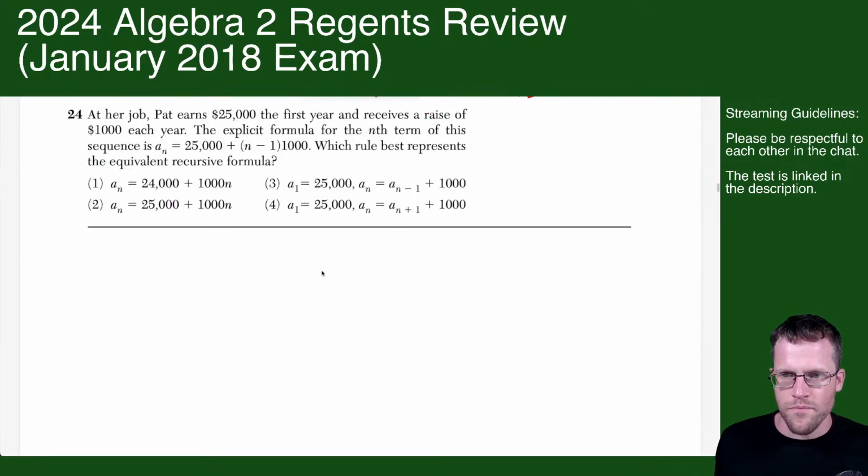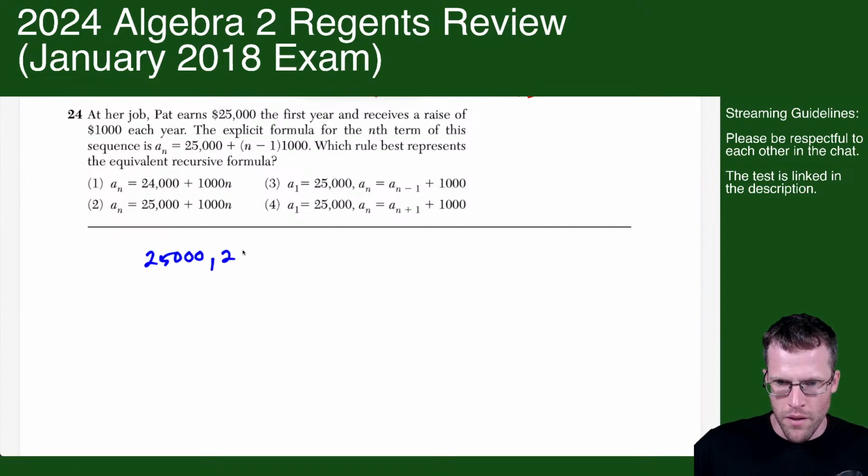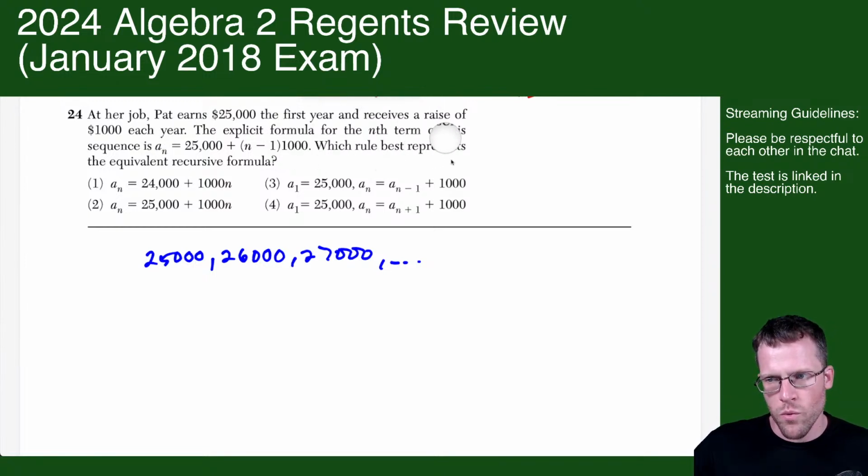Okay, cool. Alrighty. So what do we have? At her job, Pat earns $25,000 in the first year and receives a raise of $1,000 each year. So $25,000, $1,000 raise. Now she has 26, 27, and so on. The explicit formula for the nth term. So they wrote us an explicit formula. Which rule best represents the equivalent recursive formula? So recursive is defined by the terms before it, and you need to define the first term. So this one is out because these are explicit. So these are the only recursive ones because they give you a first.